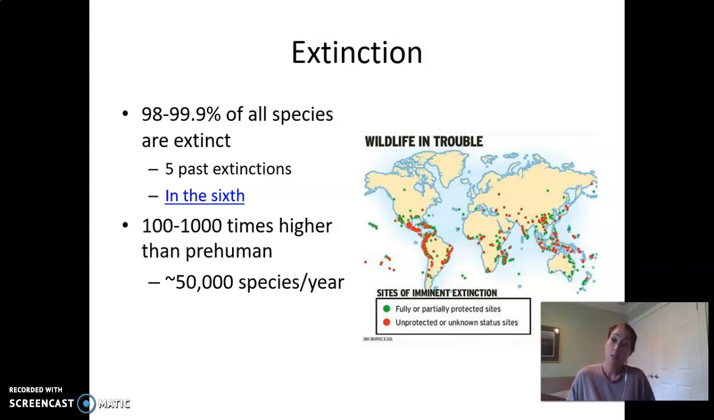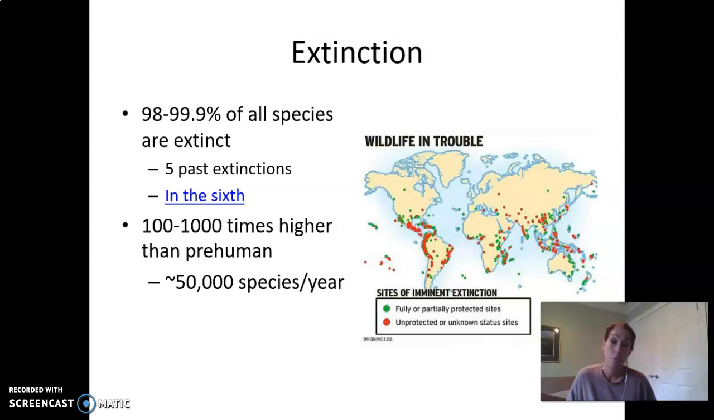Now, the difference between a mass extinction and a background extinction is that a mass extinction is when many species go extinct within a short period of time. It is actually pretty normal to have background extinctions going on due to competition, where some will become extinct due to competition, so 1 or 2 species at a time might go extinct. Now, the extinction rate is currently 100 to 1,000 times higher than before humans were around, and that equates to about 50,000 species a year going extinct, and that is directly tied to some of the threats to biodiversity that we'll talk about in this presentation.